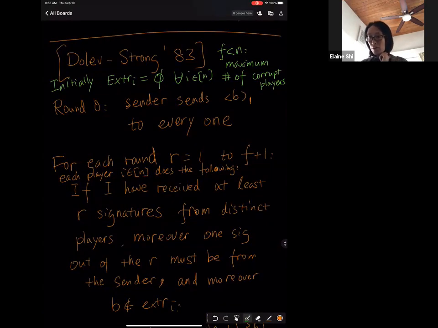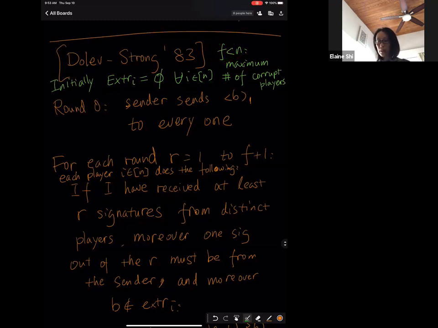So in the Dolev-Strong protocol, initially everyone's extracted set is empty. The extracted set maintains my belief about what the sender wants to send to everyone. The extracted set can contain 1 bit, 2 bits, or no bit at all. Remember F is the number of corrupt players and N is the total number of players.